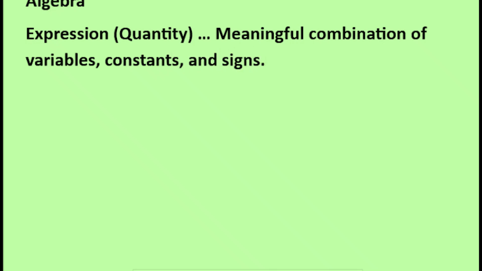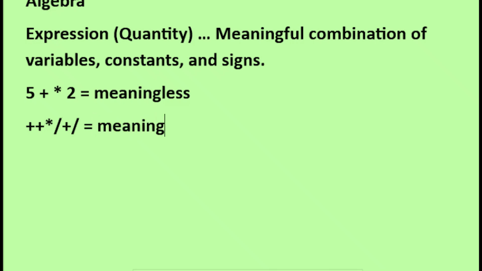This is called an expression. It should be meaningful. Like 5, then you write plus, then multiplication, then minus, then 2. This is nonsense. 5, then plus, then multiplication. This is not meaningful, this is meaningless. If you write only plus plus, then multiplication, then division, again plus, again division, this is meaningless. It should be meaningful.